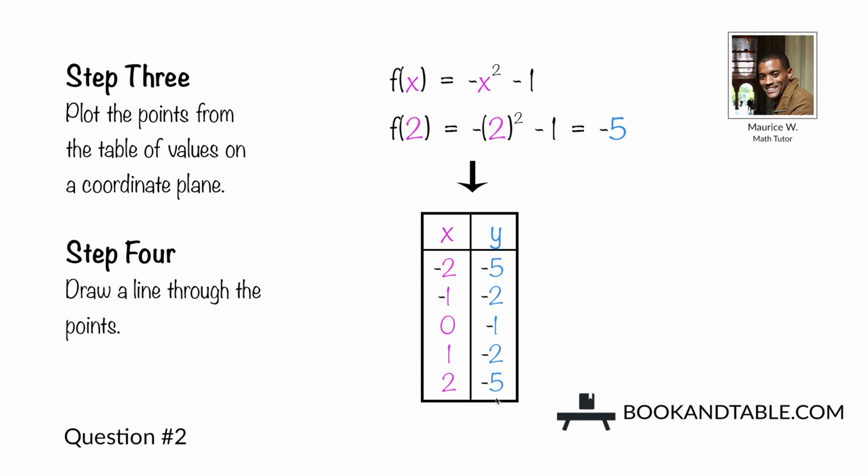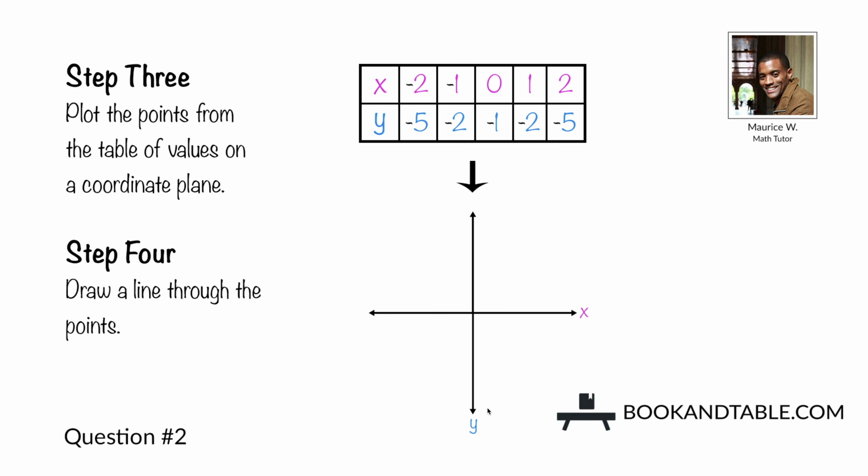And now with this table of values, we can plot the points for f(x) on a coordinate plane. So our first point is (-2, -5). Our second point is (-1, -2). Our third point is (0, -1). Our fourth point is (1, -2). And our fifth point is (2, -5).